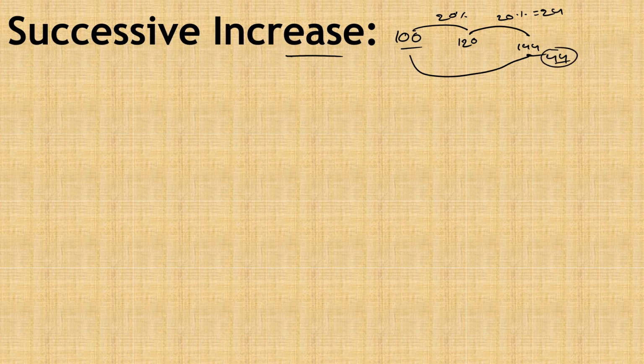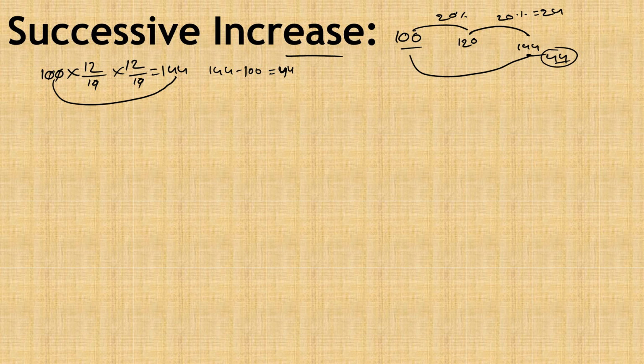We can write it also like this. 100 is the number and it increased by 20%, that is 12 by 10. Again increased by 20%, that is 12 by 10. Two zeros get cancelled. 12 12s are 144, the new number, and the effective change is 44, that is 144 minus 100, the effective change in the number.